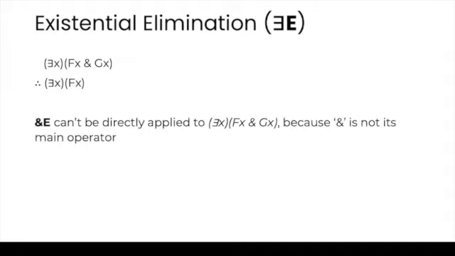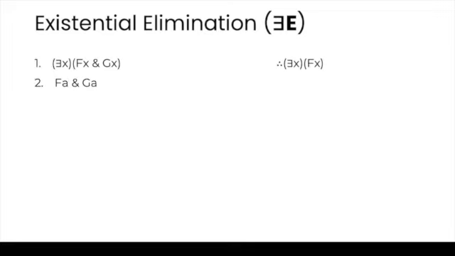Ampersand elimination can't be directly applied to there is an x, fx and gx, because the ampersand is not its main operator. We have to somehow get rid of the quantifier, so that we have access to a sentence whose main connective is the ampersand. So, suppose that we simply write a substitution instance of the premise. Now, the main connective in 2 is the ampersand. We can detach fa and then get our conclusion by existential introduction.